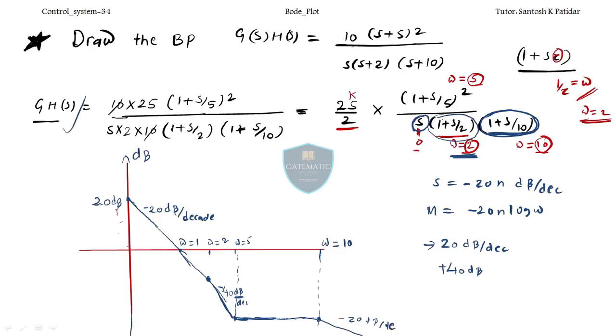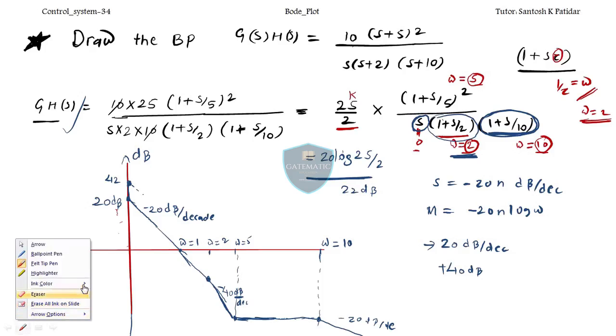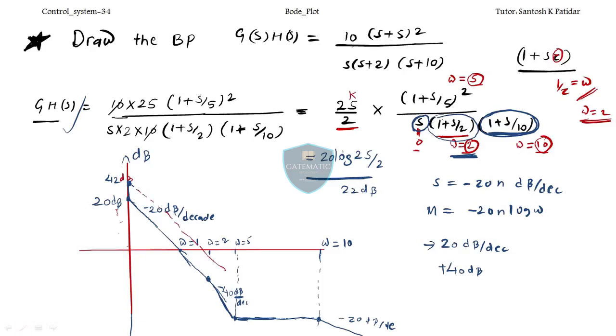Now this is not complete. Remember one thing, you have to provide a shift by 20 log k, and k is 25 by 2. So the value of this will be 22 dB. You will shift this entire graph at each and every point by 22 dB. It will become 42 dB at the starting. So this is your Bode plot.